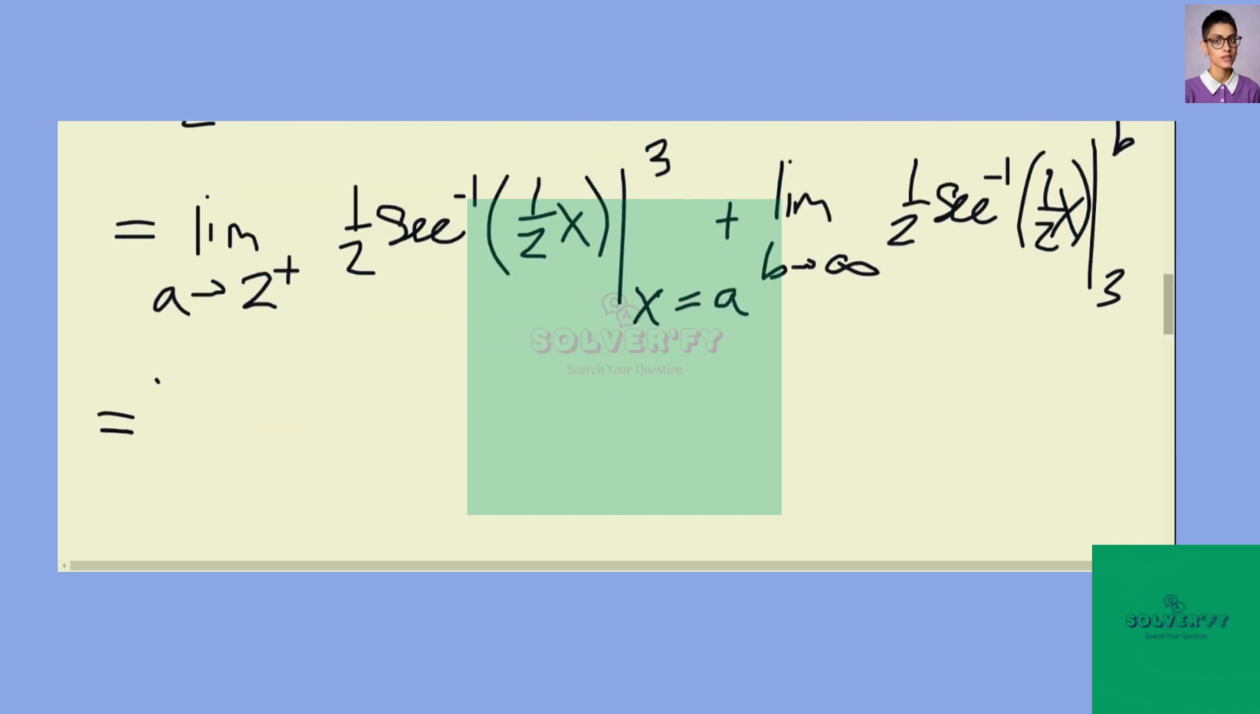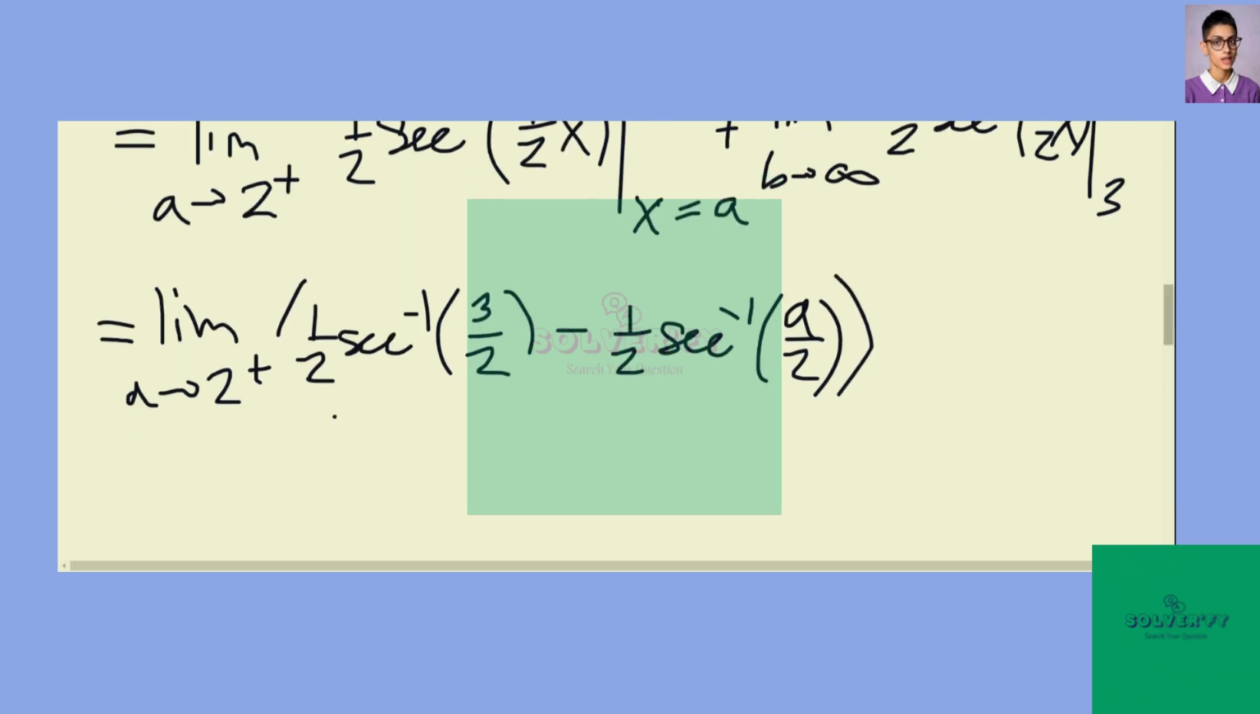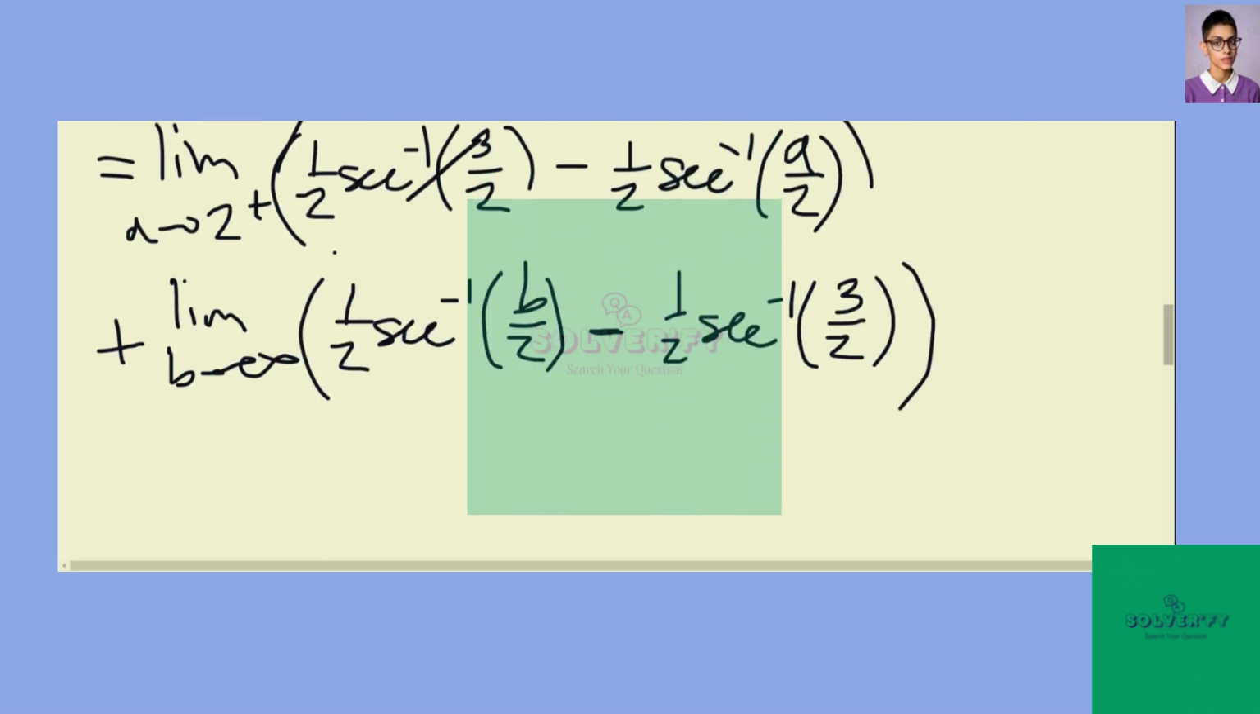So plugging in, this is the limit as a approaches 2 from the right of 1/2 inverse secant of 3/2 minus 1/2 inverse secant of a over 2, plus the limit as b approaches infinity of 1/2 inverse secant of b over 2 minus 1/2 inverse secant of 3/2. So it's easy to see that the 1/2 inverse secant of 3/2 terms cancel out.